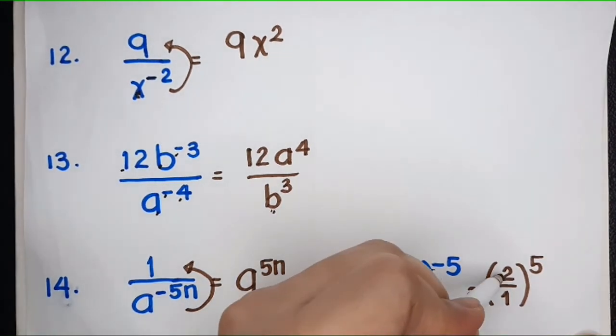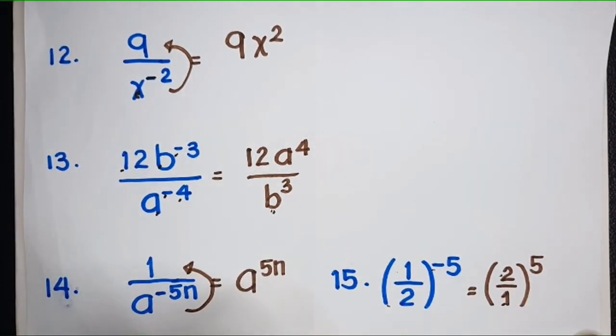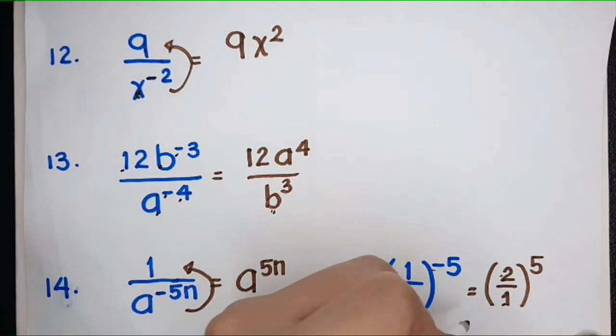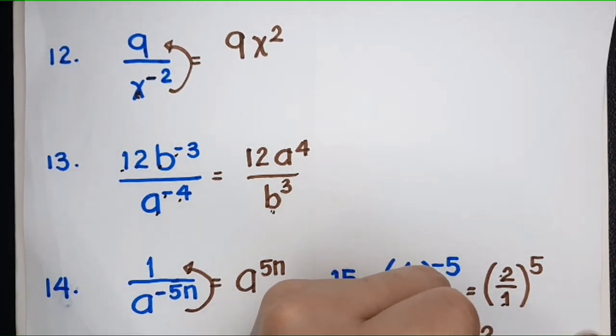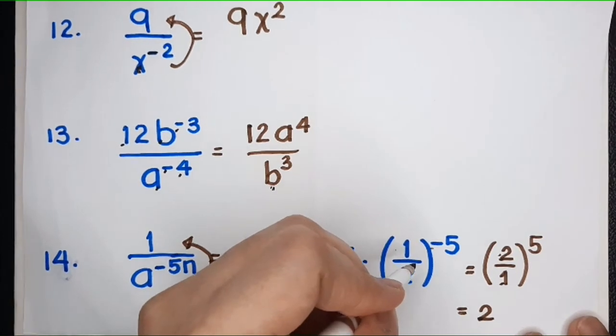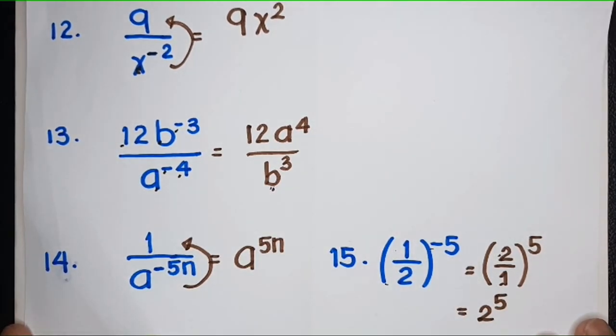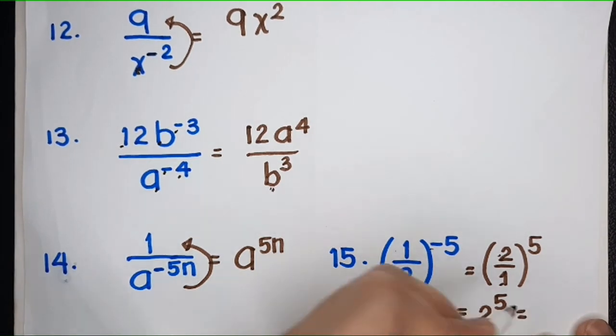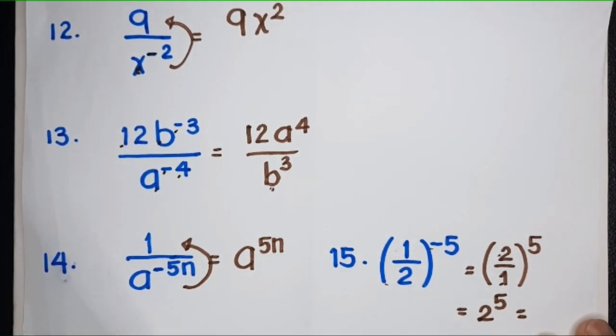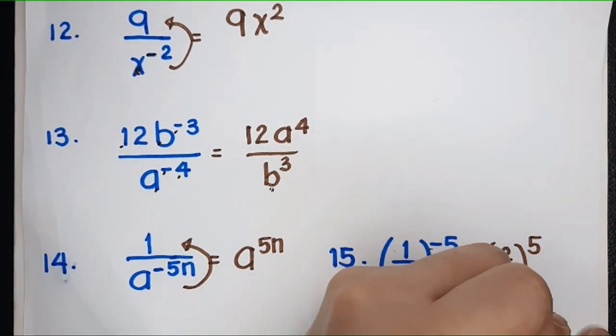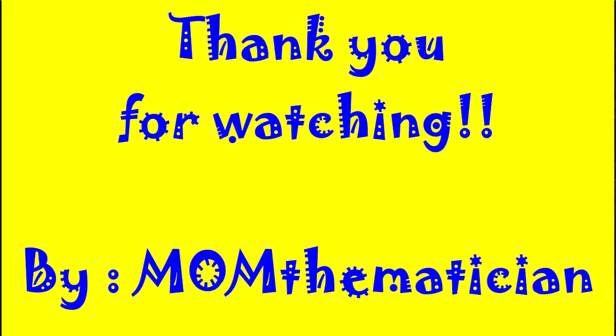But what is 2 divided by 1? It is just equal to 2. Diba? And then this is raised to 5. What is 2 raised to 5? It's like 2 times 2 times 2 times 2 times 2. What do you get? We get 32. So, I think that's it.